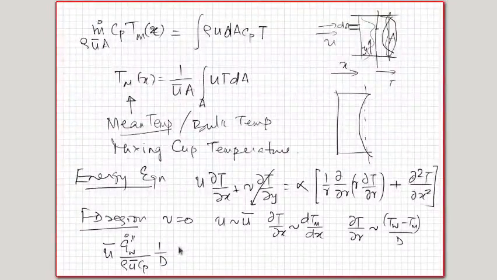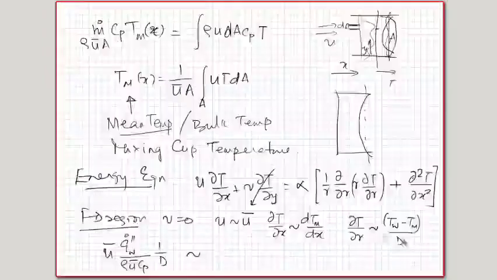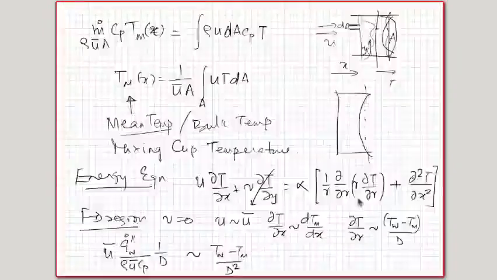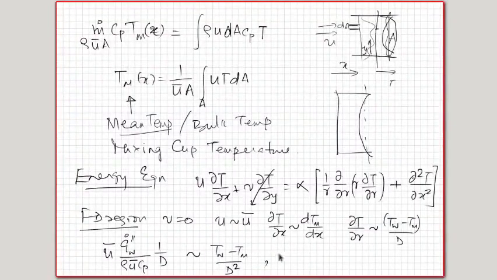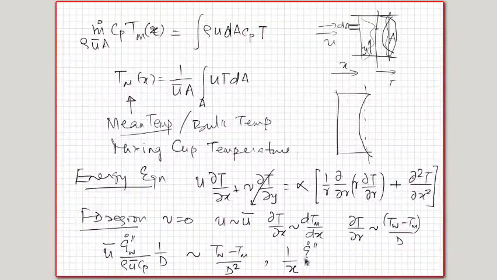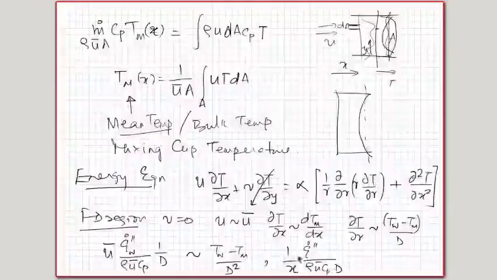Okay. So that is the first term, and on the right hand side I would get alpha times this term. This actually is going to be T wall minus T mean divided by d squared, because there is del square T by del R square in some form. That is the first term. And the second term is going to be of the order of 1 over X into Q dot double prime divided by rho U bar Cp into D. Okay, so this is the order of magnitude.